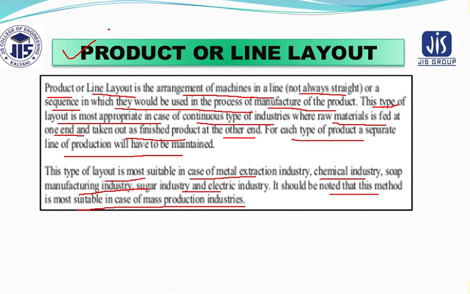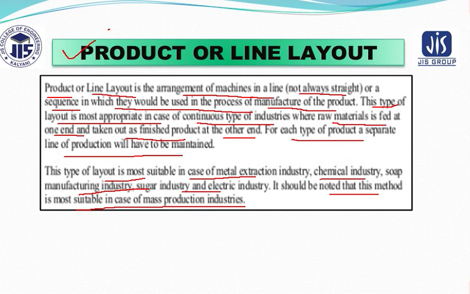Now this type of layout most appropriately occurs in continuous types of industry. Continuous type of industry means basically they go on producing according to the demand of your requirement, and their main target is to convert the raw material at one end and take out the finished product from the other end. So for this type of product, a separate line of production will have to be maintained.